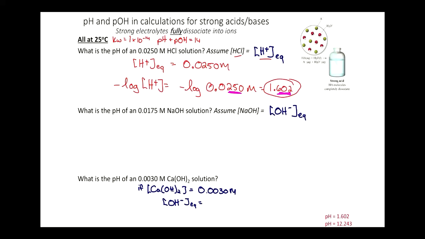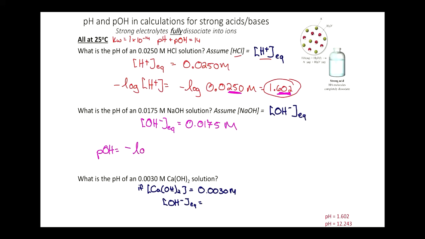What is the pH of a sodium hydroxide solution? So again, this is a strong base. We're going to make the assumption that that strong base fully ionizes because it's a strong electrolyte. We're going to assume that the hydroxide concentration of this solution is 0.0175 molarity. All right, that fully ionizes. And so to calculate, we can't calculate pH directly. We are actually going to calculate pOH first because we have a concentration of hydroxide. We don't have a concentration of H plus right away.